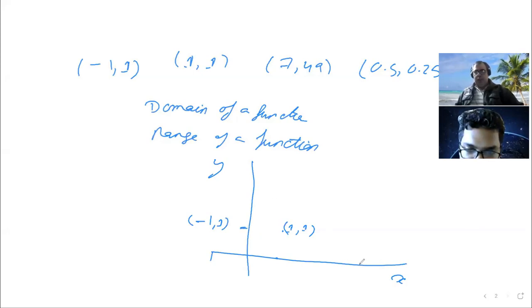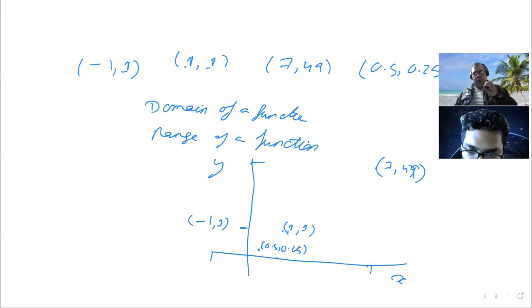And suppose this is 7, and this is 49. This is 50, suppose, and 49 will come just below this. So this will be (7, 49), right? And this 0.5, 0.25 would come somewhere here. Right. Now you just see one thing, that for a function there is no vertical line.